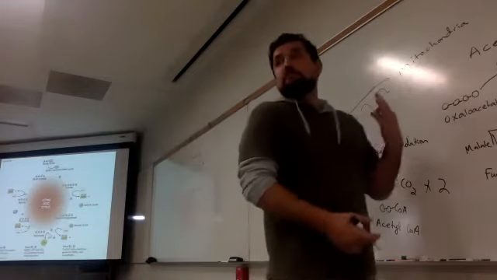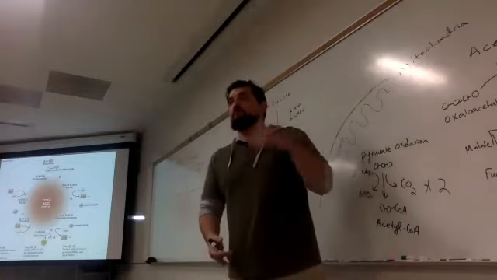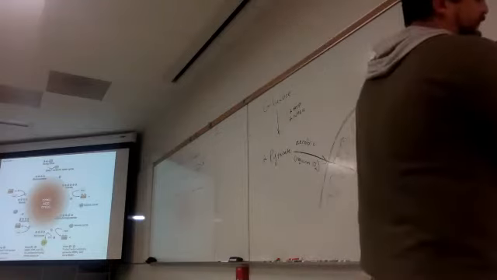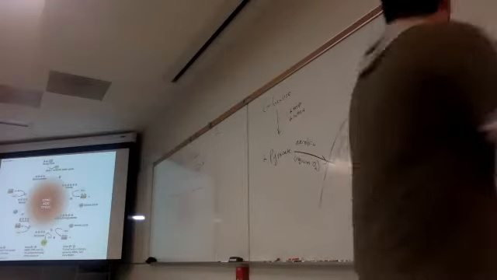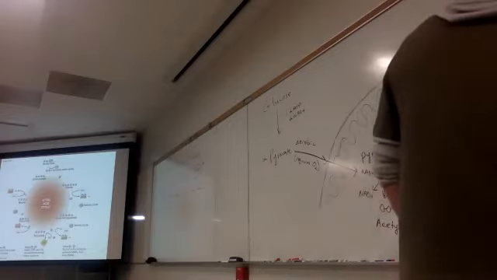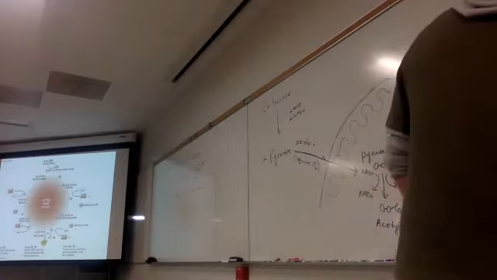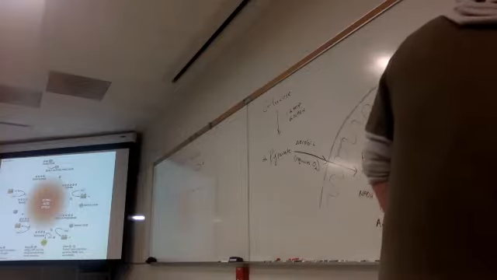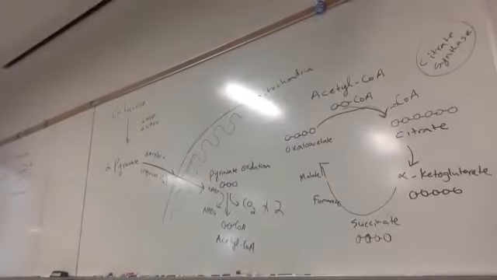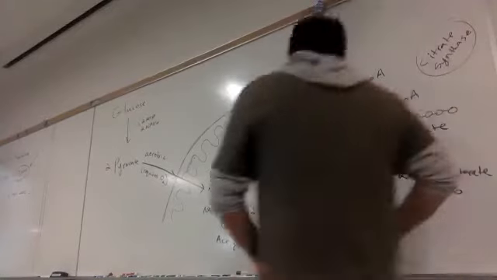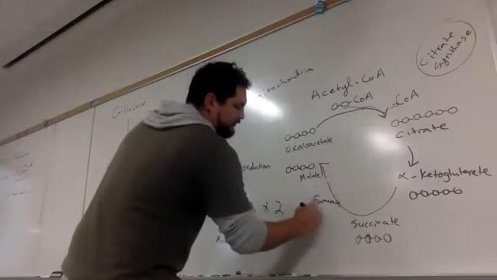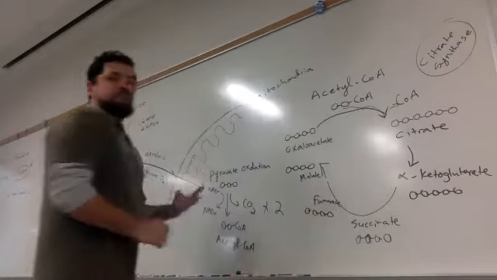You get 3 NADH and 1 FADH2 per turn, right? And you lose 2 CO2, right? So this molecule right here is a 5-carbon molecule. And this molecule right here is a 4-carbon molecule. And then from here on, all the way to oxaloacetate, they're all 4-carbon. So you don't lose any more CO2, but you do lose 2 carbons per turn.